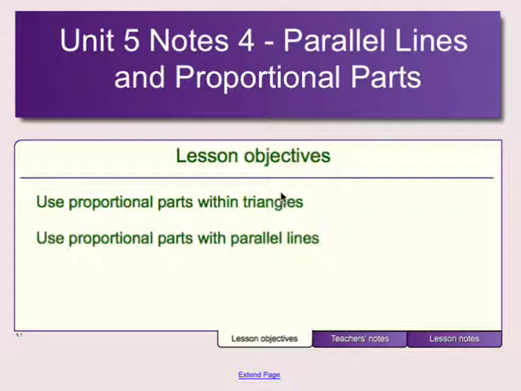So today we're going to be talking about parallel lines, proportional parts. We're going to take what we've learned about proportional parts up to this point, and we're going to start applying it to some parallel lines. So let's go ahead and take a look at what that will look like.